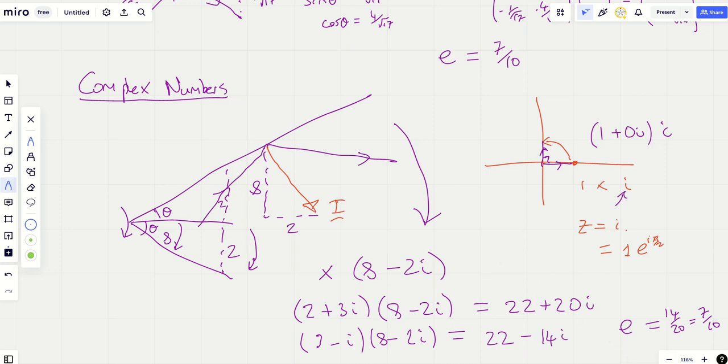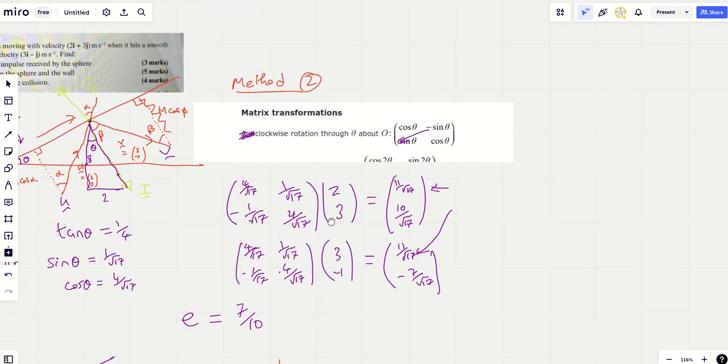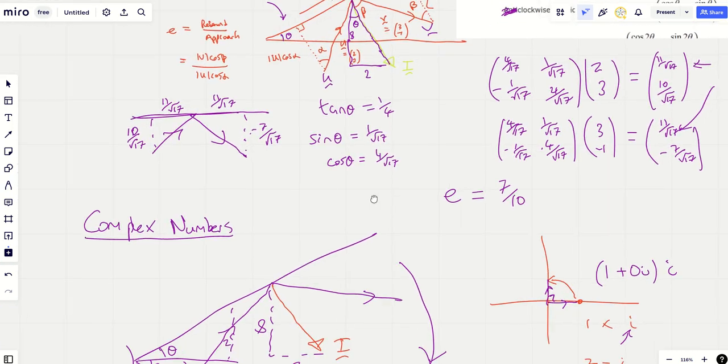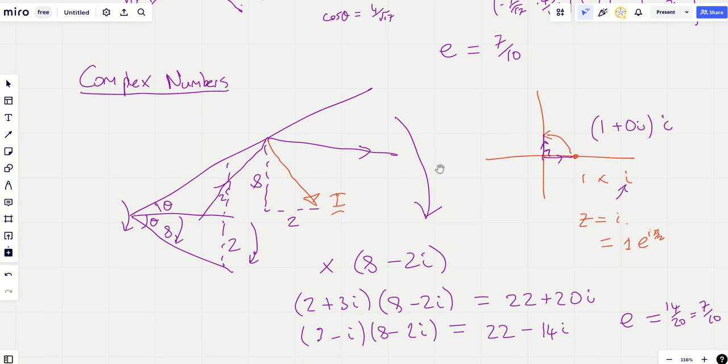Okay, hope you enjoyed the video. Use whichever method you like. I don't care. Just get it right. Probably the quickest one is method 1, and it is slick, and you'll see it in all the mark schemes in Solution Bank.